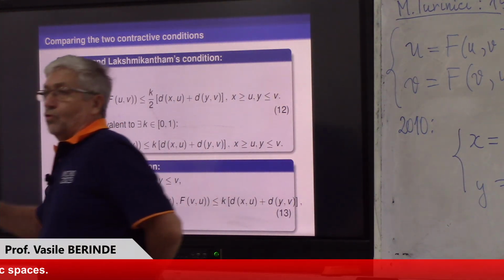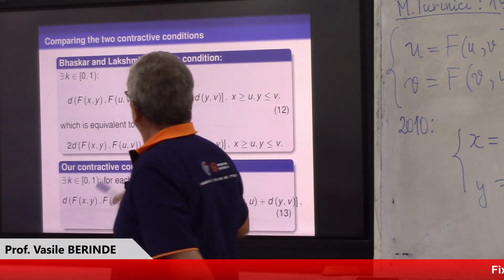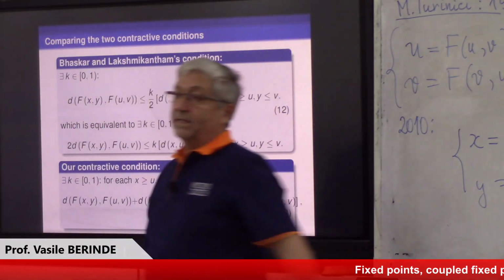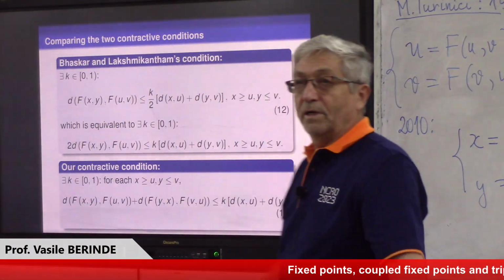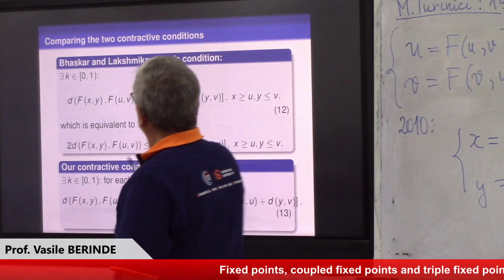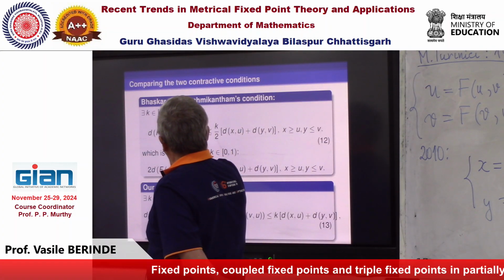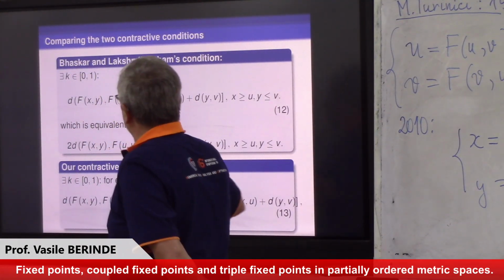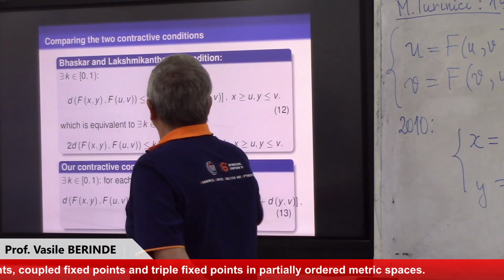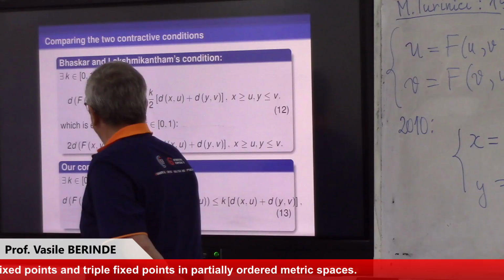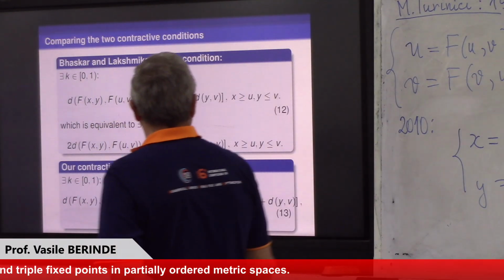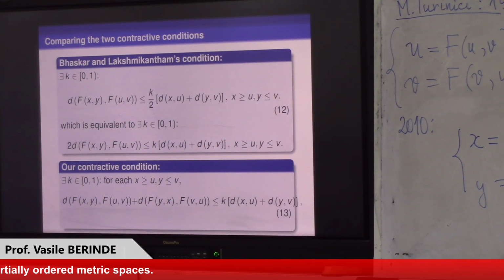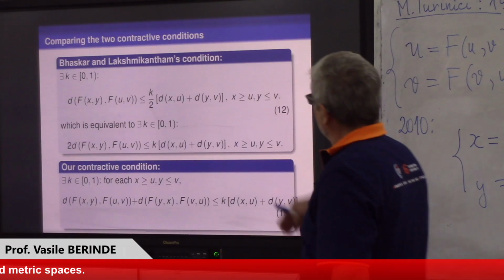I moved 2 to the left-hand side, so I doubled this distance, and I expanded this distance into 2 different distances. You see, d f(x,y), f(u,v) is here, and instead of the second distance, I took the distance between the symmetric y to x and v to y, because the function is mixed monotone, so we can do it constructively. So this is the difference.